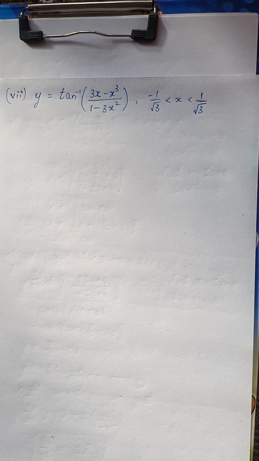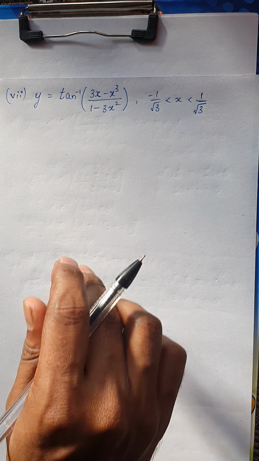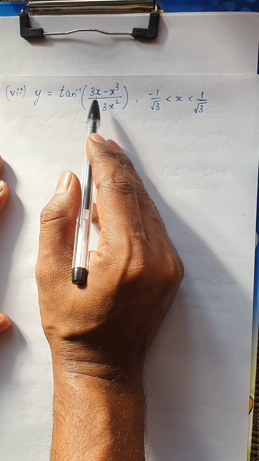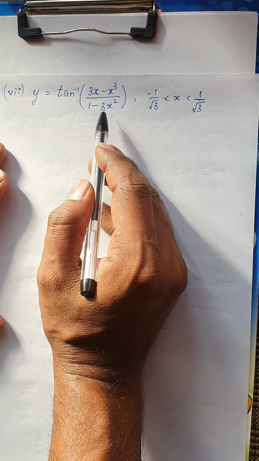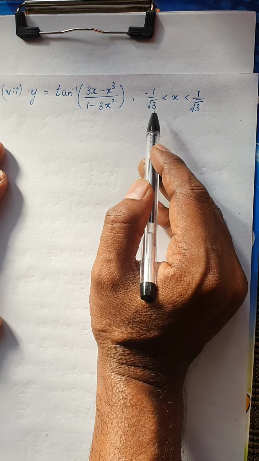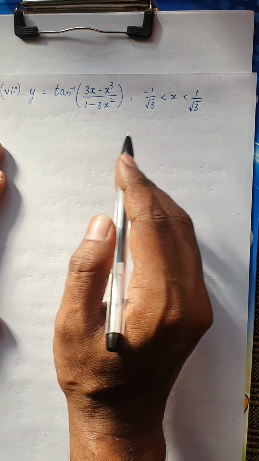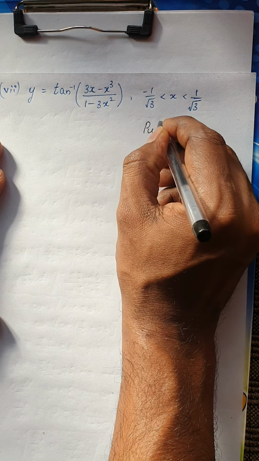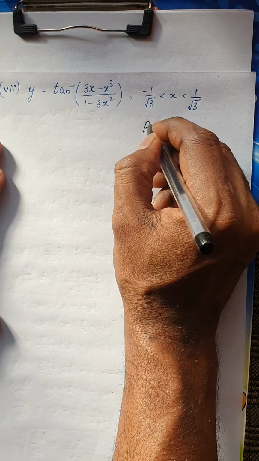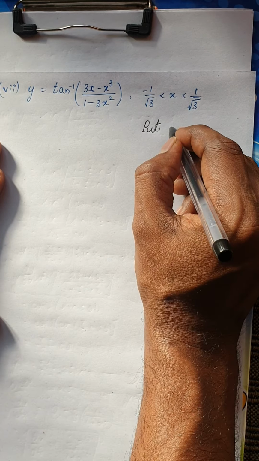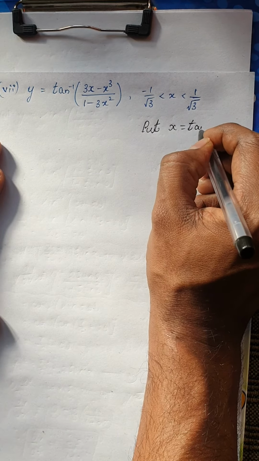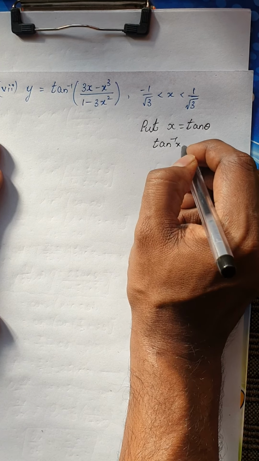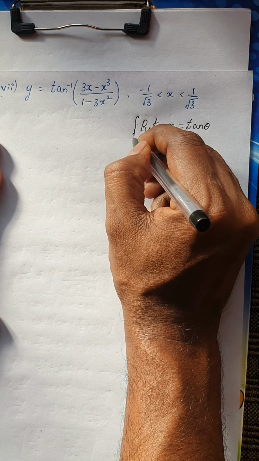Okay friends, now we shall solve the one last question for the session. I have y is equal to tan inverse of 3x minus x cube divided by 1 minus 3x square, x lying between minus 1 by root 3 to 1 by root 3, strictly. Now for this substitution, sometimes if you are good in trigonometry you can easily guess what to put. Again here I'll put x is equal to tan theta. So if I put x is equal to tan theta, I'm going to get tan inverse of x as theta.